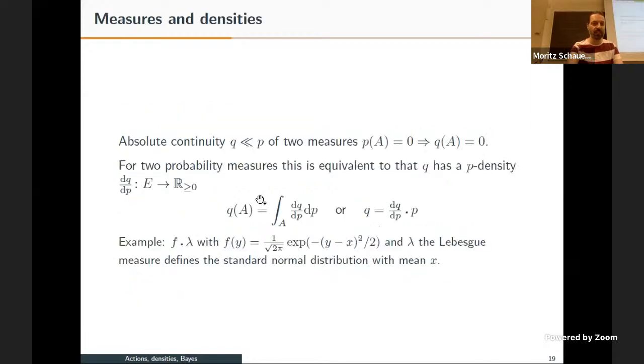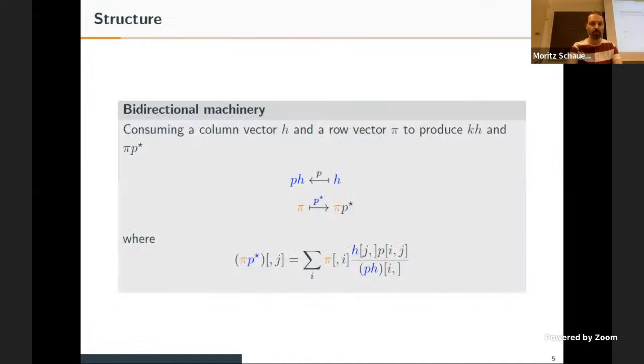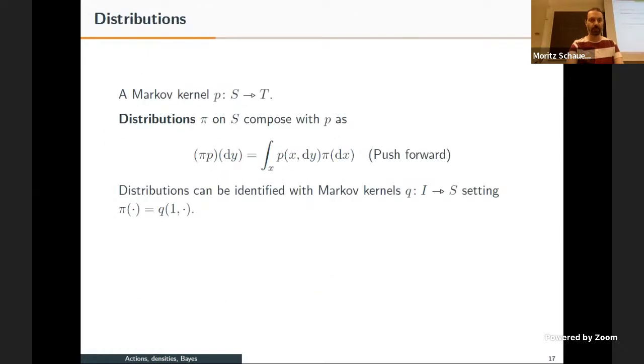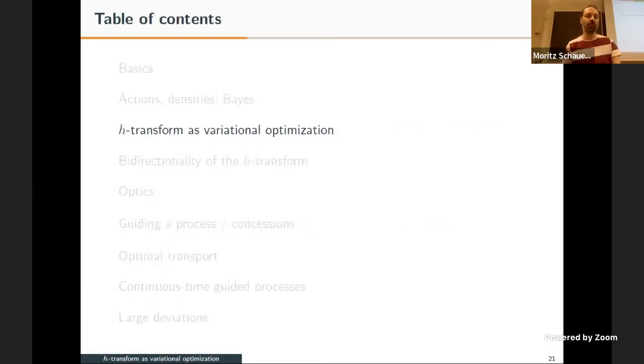So that's exactly the same as, now let me go back to the very beginning. So that's exactly the same as the definition of P star here. Only that it's local. Okay, so now I want to make some connections to other things. So this is the H transform as a variational optimization problem part.